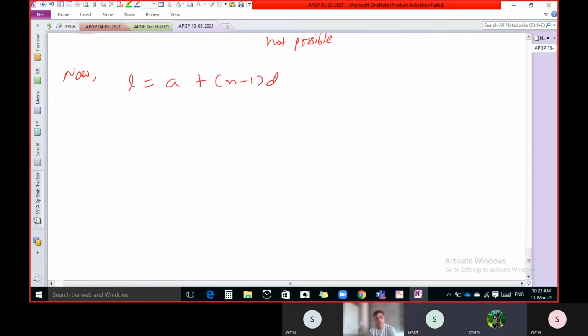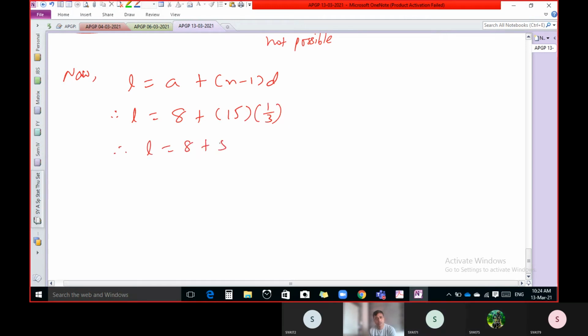Using the formula L = A + (n − 1)d, put the values. So L equals A. What is A? A is 8. N is 16, so n minus 1 is 15. And the difference is 1 by 3.